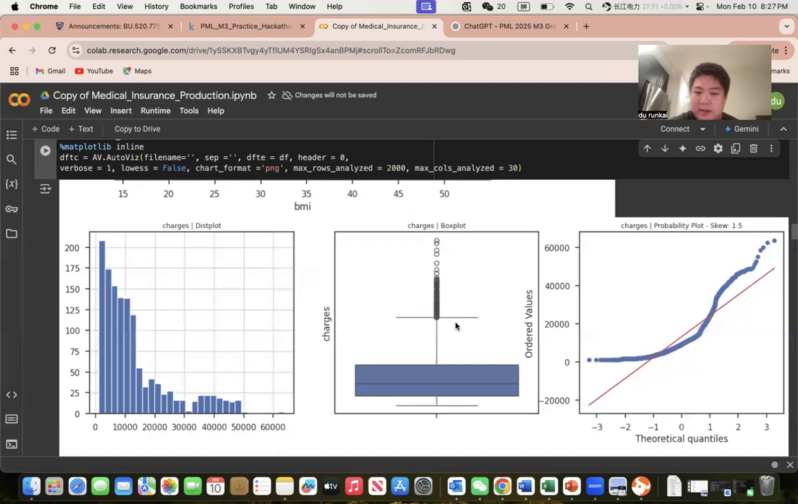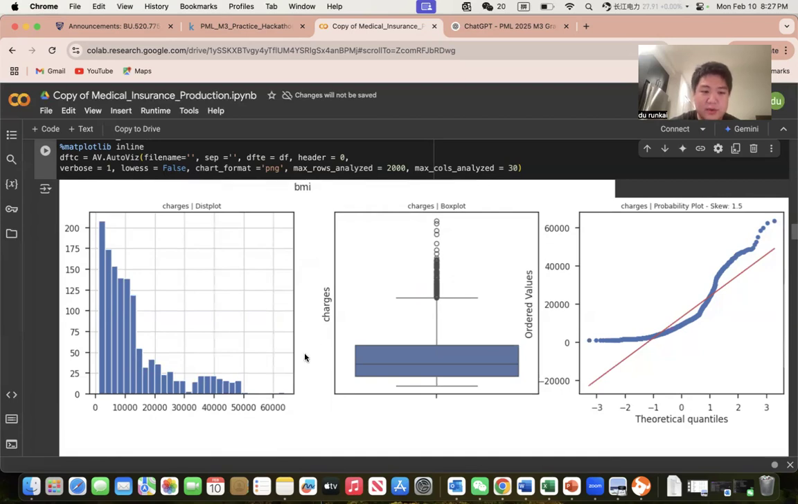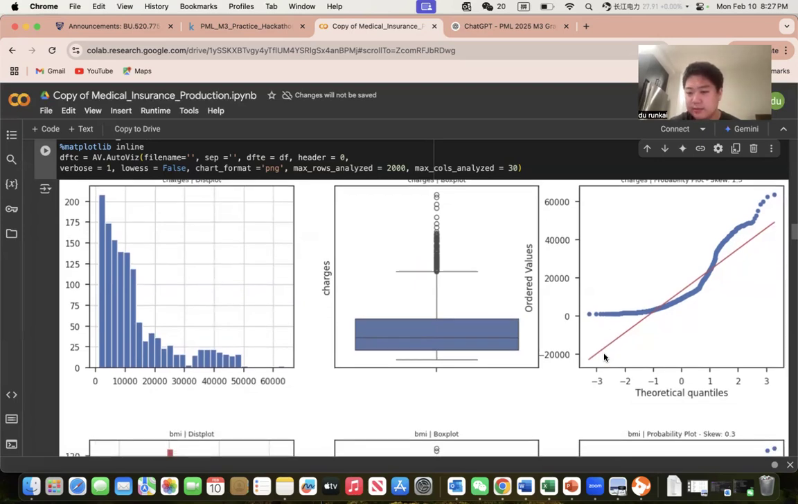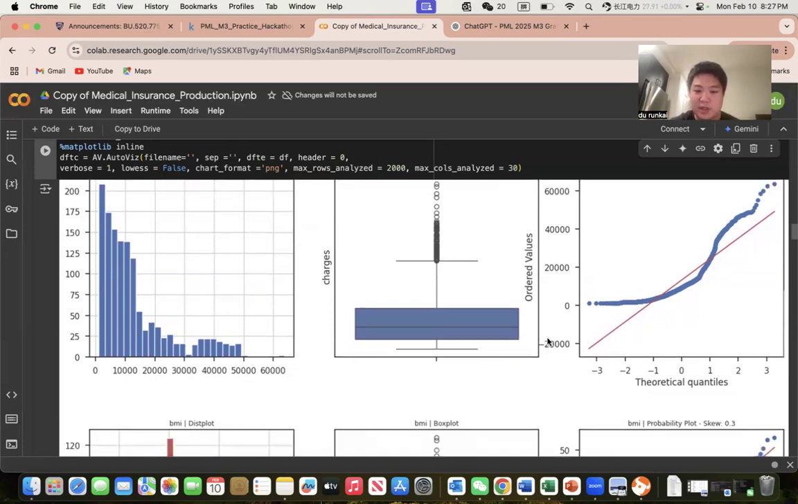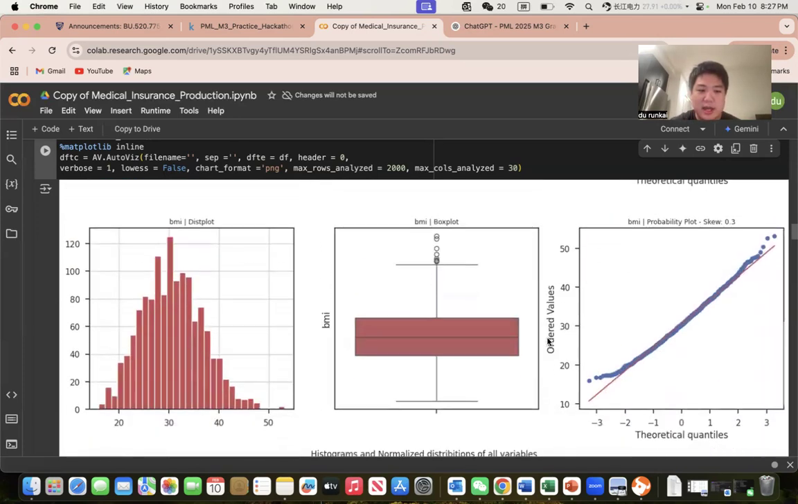Maybe we have to deal with something for the charges. For the charges distribution, it's right skewed, and the charges probability plot is the same. At here and at here, so we have to change the shape of the charges, maybe using the log. And for the BMI distribution, the BMI does not have any outliers, and BMI is normally distributed. We can use the BMI value directly in the machine learning.